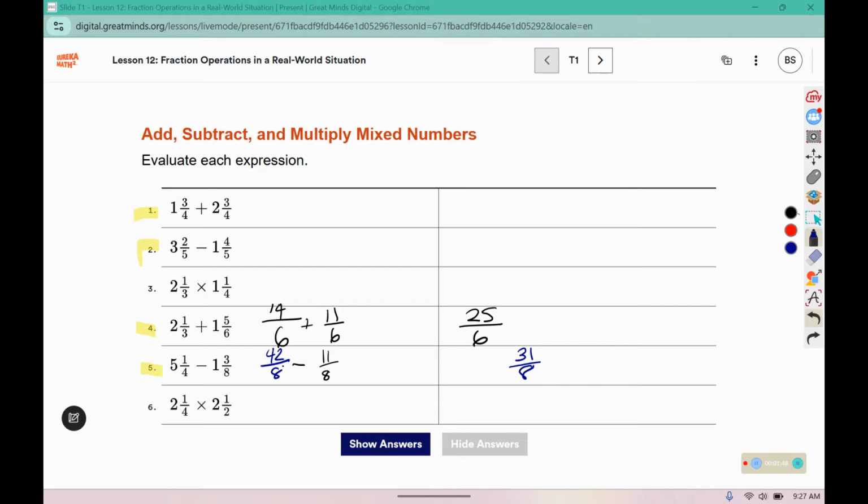For the multiplication, we do not need common denominators. 2 times 4 is 8, plus 1 more is 9. 2 times 2 is 4, plus 1 more is 5. 9 times 5 is 45. And 4 times 2 is 8. Please complete the remaining 3 problems, 1 addition, 1 subtraction, and 1 multiplication.